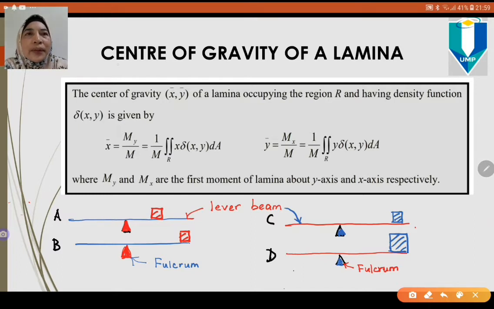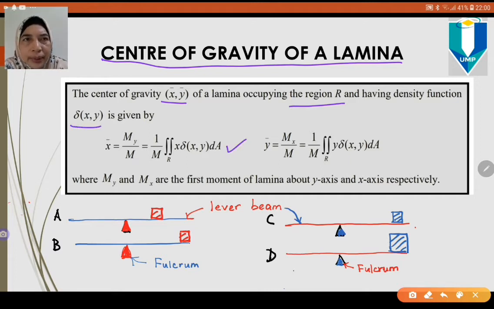Now let's look at the formula used to find the center of gravity of lamina. The center of gravity, denoted by x bar, y bar, of a lamina occupying the region R and having the density function delta xy is given by these two formulas. X bar is the moment about the y-axis divided by the mass, and y bar is the moment about the x-axis divided by the mass.